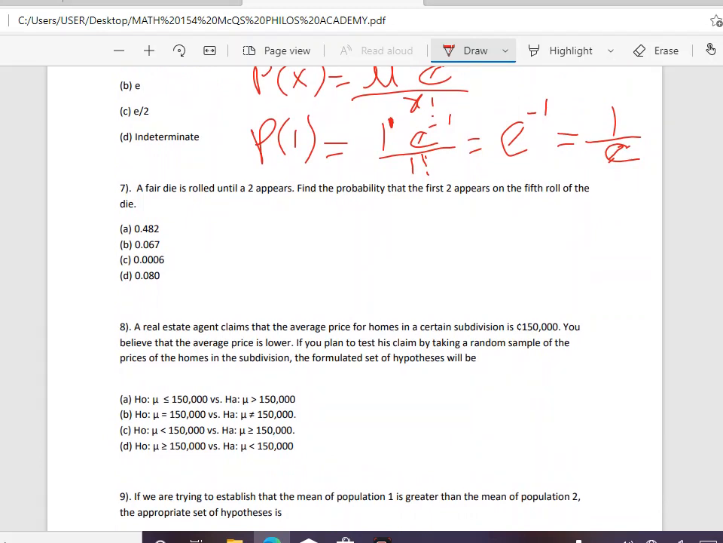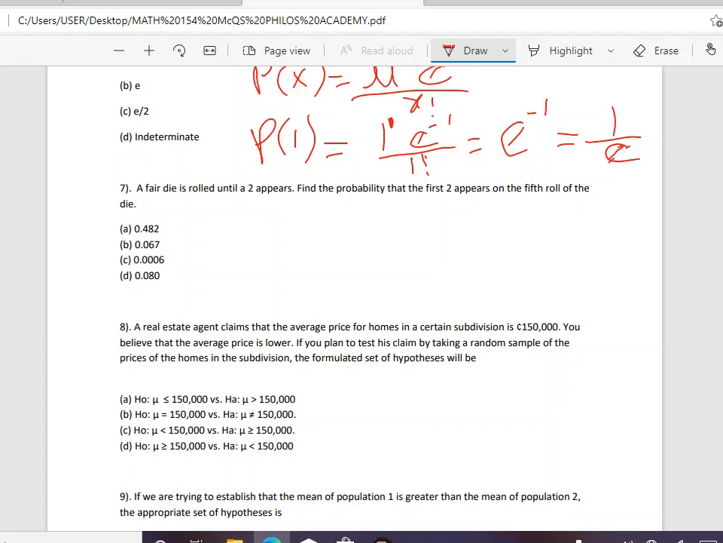Question 7 says, a fair die is rolled until 2 appears. Find the probability that the first 2 appears on the 5th roll of the die. Now look at this. Please pay attention to this. They say a fair die is rolled until a 2 appears. Then you should find the probability that a 2 will appear on the what? On the fifth roll, meaning that on the first roll a 2 never appeared. On the second roll, a 2 never appeared. On the third, it never appeared. On the fourth, it never appeared. But on the fifth, it appeared.